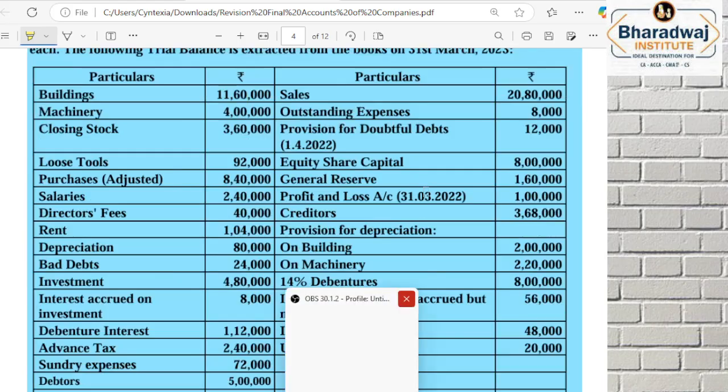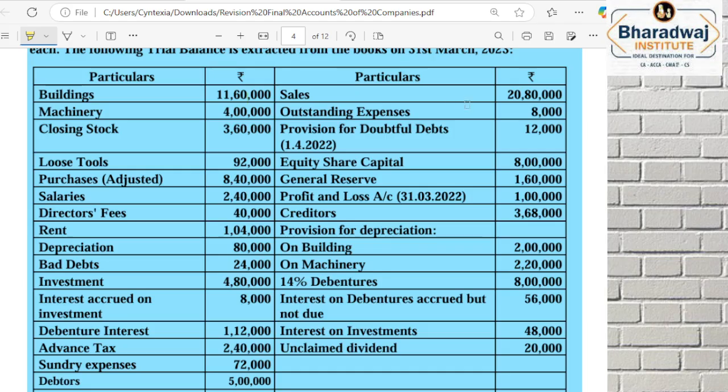When outstanding expenses are given in the trial balance itself, it will go to balance sheet. What is the meaning? They already passed the journal entry and adjusted that expense. It will go to balance sheet. Sales, of course, goes to P&L account. Provision for doubtful debts, we have to see the closing balance. Equity share capital, general reserve, P&L account, creditors will go to balance sheet. Provision for depreciation will be adjusted with fixed assets.